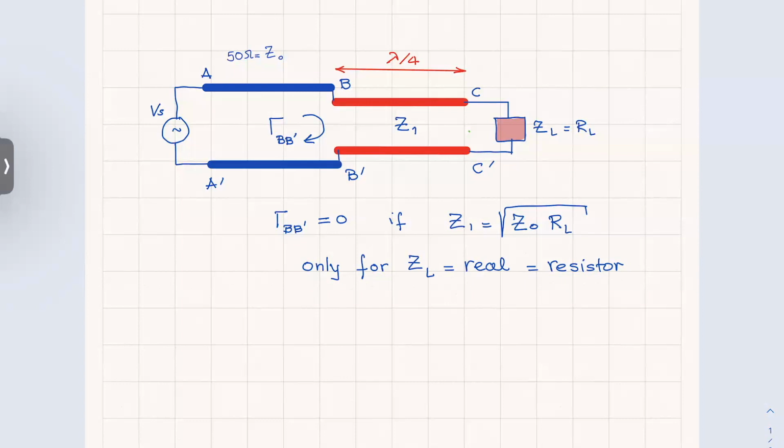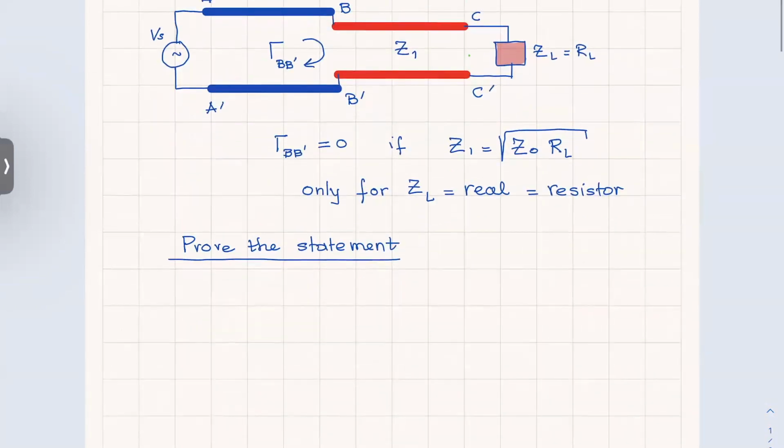Easy. I would find, to prove, therefore prove it, proof rather. Or prove the statement. All right, I will do the following. To find the reflection coefficient, okay?